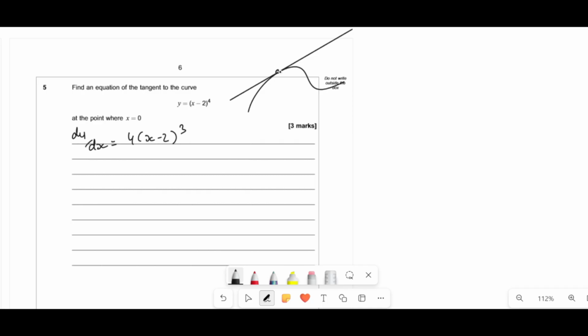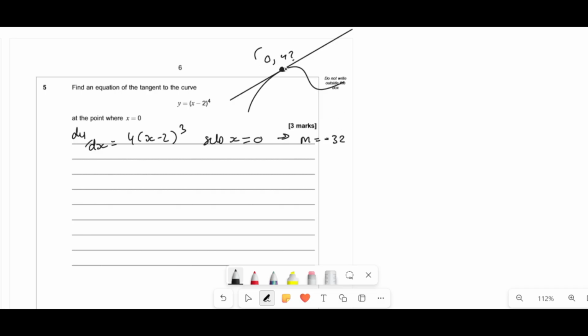Now, to find the gradient at that exact point, which will be the same as the tangent, you would just sub x equals 0 into this. And if we sub x equals 0 into that, then we get, what's that? So 4 times minus 2 to the power of 3, which gives you minus 32. So now we know that the gradient of this tangent is minus 32. We know that it's at the point x is 0, so we know the x coordinate has to be 0 here. We need to find its y coordinate.